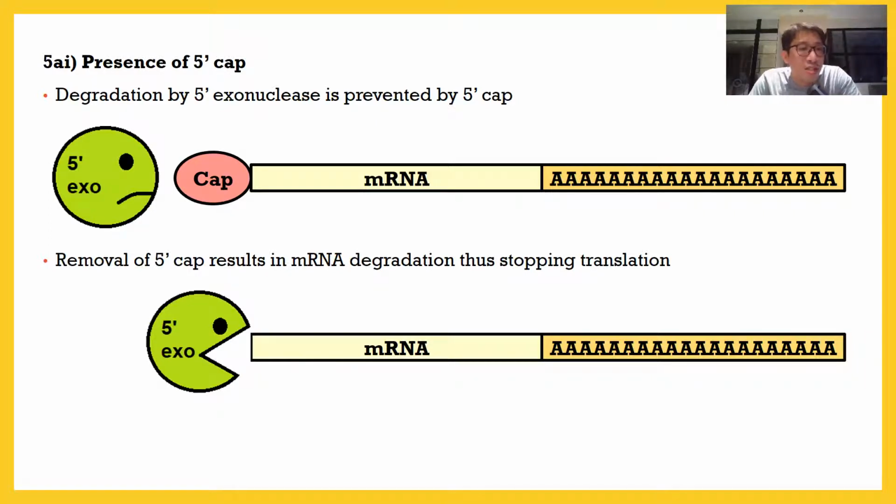So what is the 5' cap? The 5' cap is a 7-methyl-guanosine nucleotide. It is a modified nucleotide with the addition of a methyl group. So that wouldn't be recognized by the 5' exonuclease, and therefore the 5' exonuclease cannot hydrolyze the mRNA. Once the cap is removed by some other enzymes, which is obviously a regulated process, then the 5' exonuclease can start to degrade the mRNA from the 5' end.